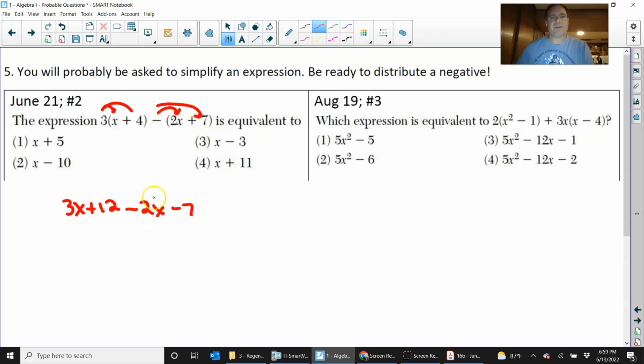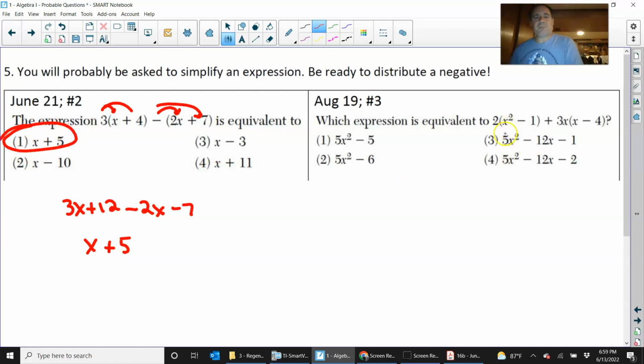This was a positive 2x, now it becomes a negative. This was a positive 7, now it becomes a negative. Now all you have to do is combine like terms. 3x minus 2x is x, and then 12 minus 7 is a plus 5. You have 1 as your answer. That cannot be any easier.